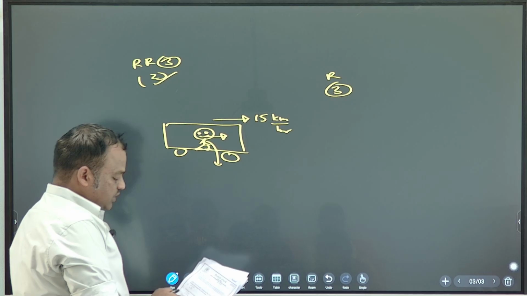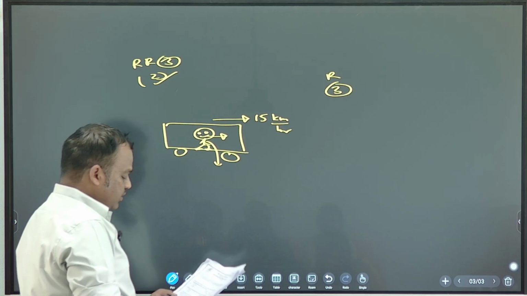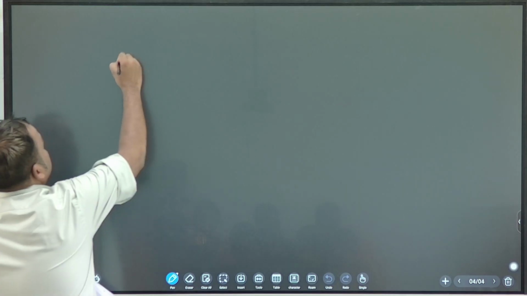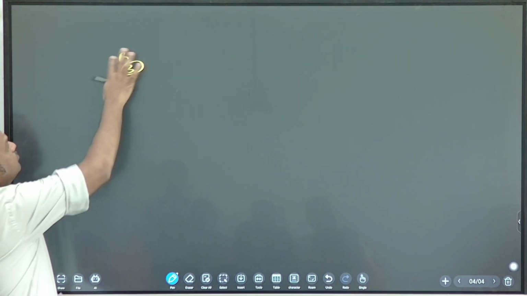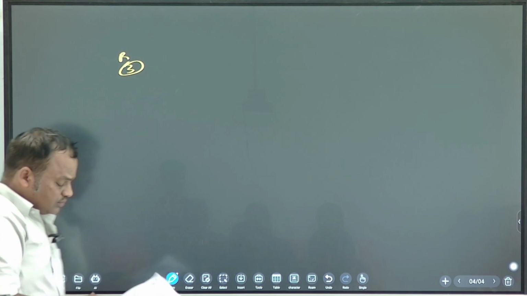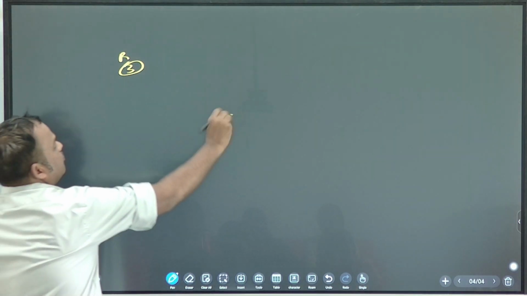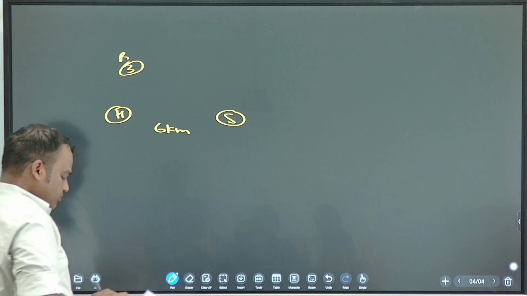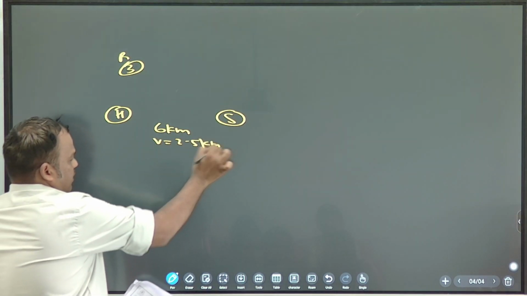A boy walks to his school at a distance of 6 kilometer with constant speed 2.5 kilometer per hour. Next page I will discuss. R3. Boy walks to his school. So what is the distance of school from home? 6 kilometer. Speed is constant, 2.5 kilometer per hour.